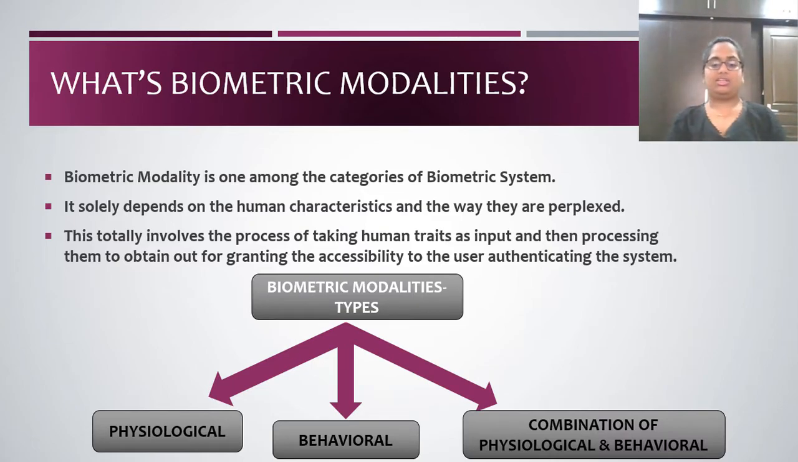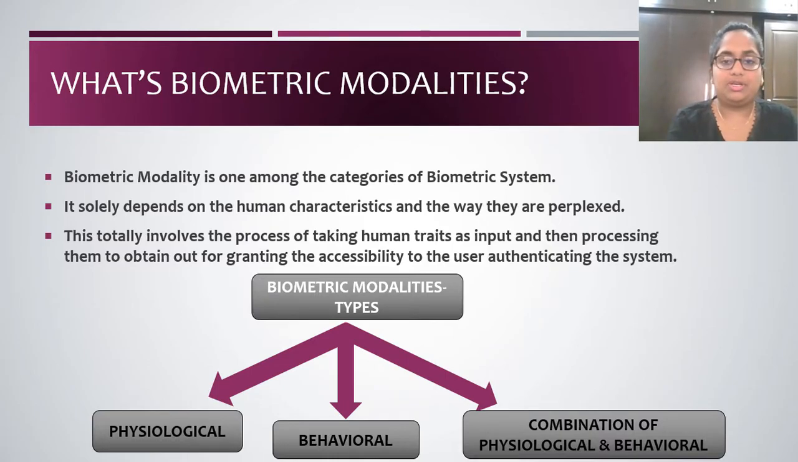A biometric modality is one of the characteristics of a biometric system, and it is simply a category of a biometric system. It depends solely on human characteristic traits like the iris, the fingerprint, the palm, and the voice. All these are human traits on which the biometric modality depends and from which it takes input. These traits are taken as input for the biometric modality, and then processing takes place to obtain the output. If the output is yes, the user will get access to the system. If the output is no, the user will be denied use of the system.